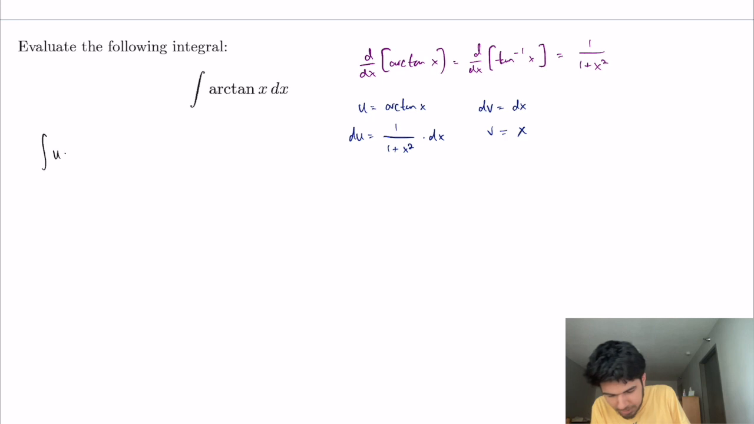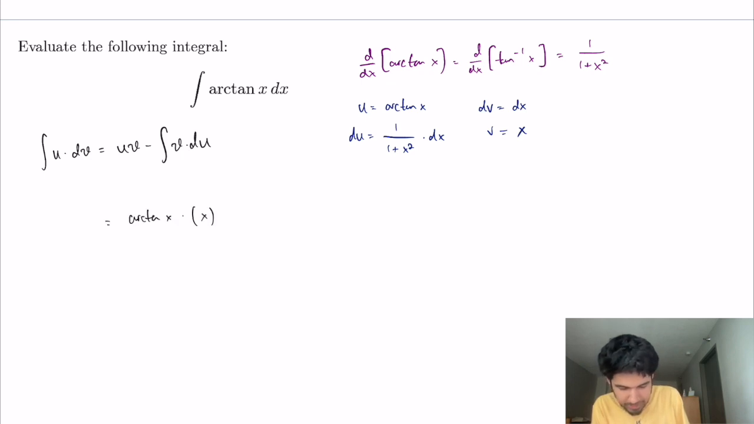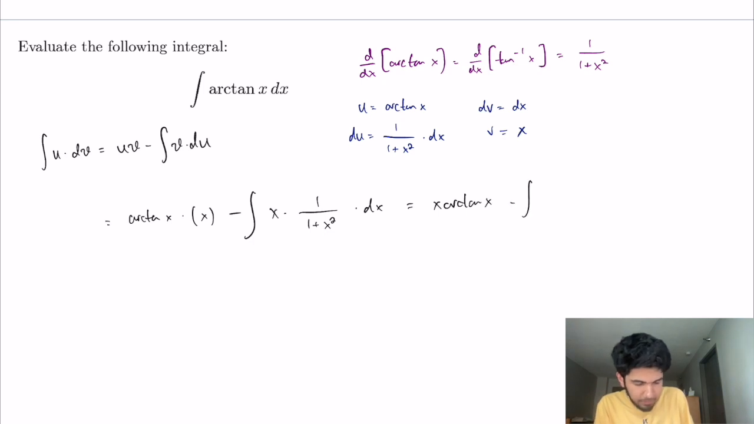We can use our formula, the integral of u dv equals uv minus the integral of v du. And let's substitute. U is arctangent of x, times v, which is x, minus the integral of v, which is x, times du, which is 1 over 1 plus x squared times dx. Let's write this a little bit cleaner. X times arctangent of x minus the integral of x over 1 plus x squared dx.